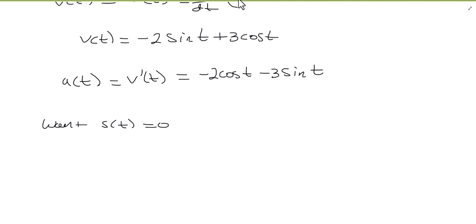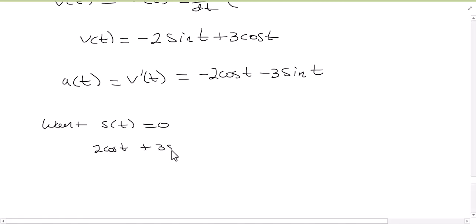So set the position function equal to 0. So I'm going to have 2 cosine t plus 3 sine t equals 0, and then solve for t. This might not give us a nice reference angle because I see that I have 2's and 3's there, but let's still solve for it.